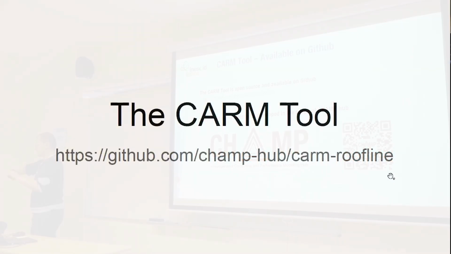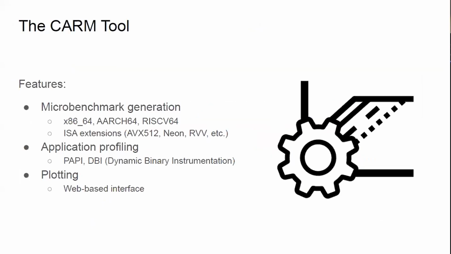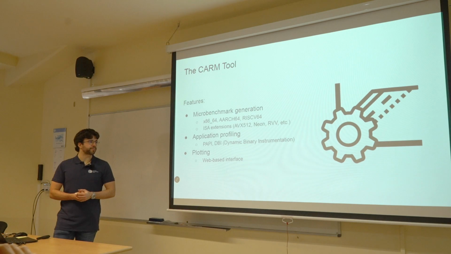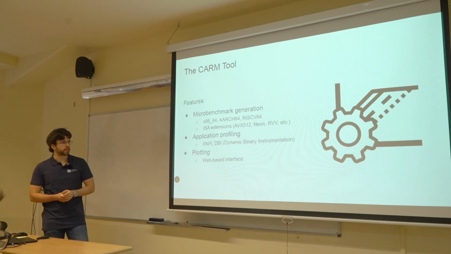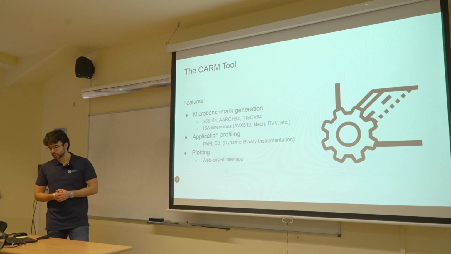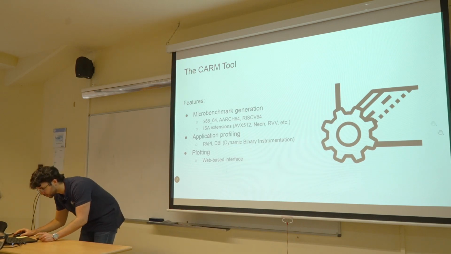I'm going to be presenting the CARM tool. The introduction was already done, so I'm just going to gloss over it. We're a bit over time. We have support for micro benchmark generation for a bunch of different architectures and their ISA extensions, vector instructions. We support application profiling through, for example, PAPI, which reads your performance counters, or DBI through DynamoRIO. And we have a web-based interface where you can plot your applications and your roofs, which I'll also show.